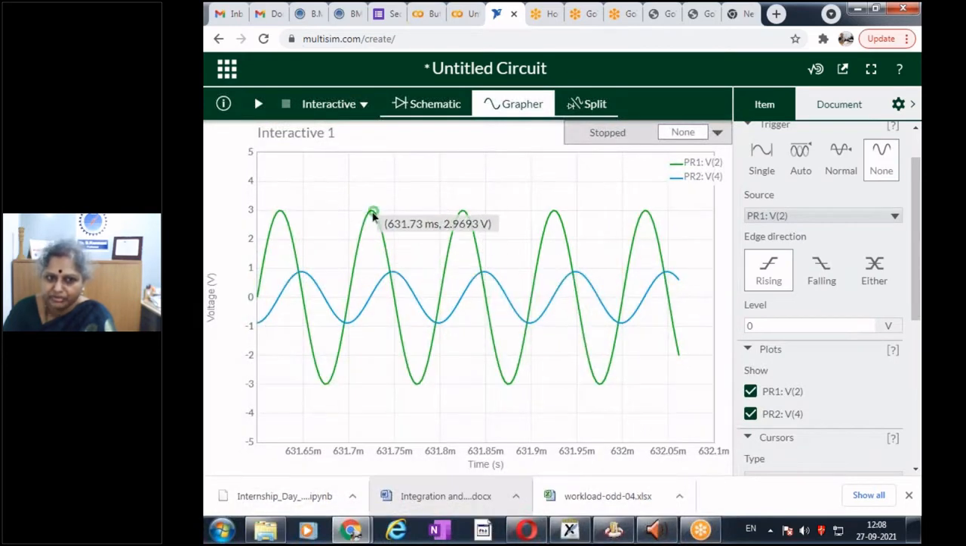Look at my input. So now my input is higher. What is my input? 2.9. Input remains the same. It's the same 2.9 only. 3 volts is what we have set.